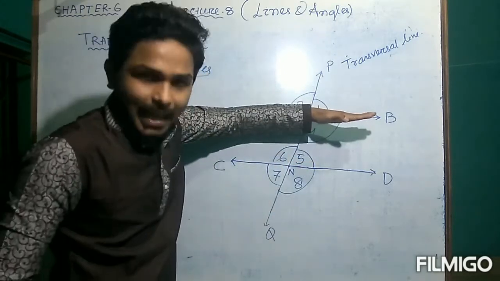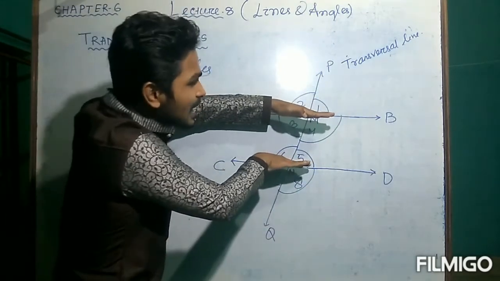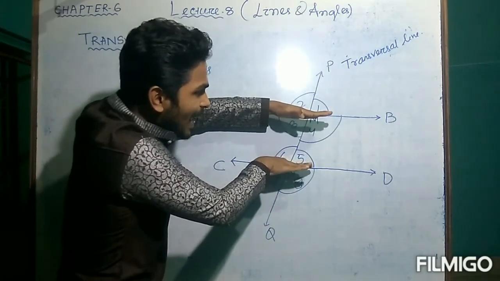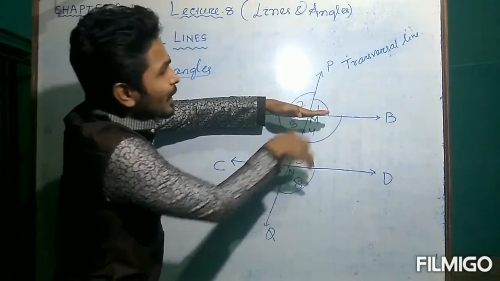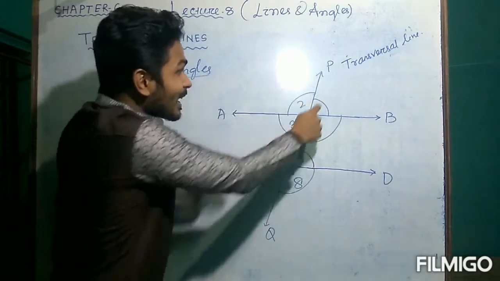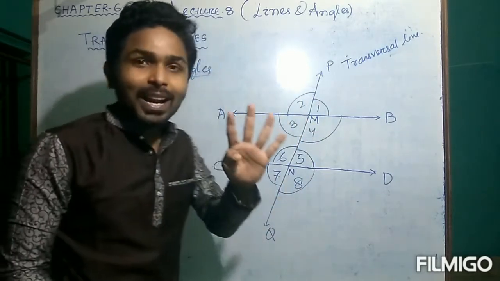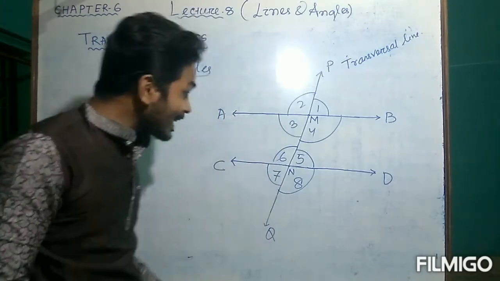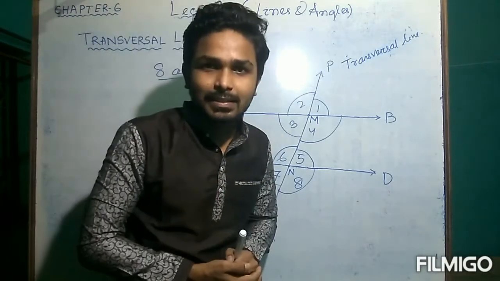See, if this is the line AB and this is another line CD. Let's see how many angles lie outside these two lines. 1, 2, 7 and 8. So totally there are 1, 2, 3, 4 angles which lie outside these two lines, and they are known as exterior angles.